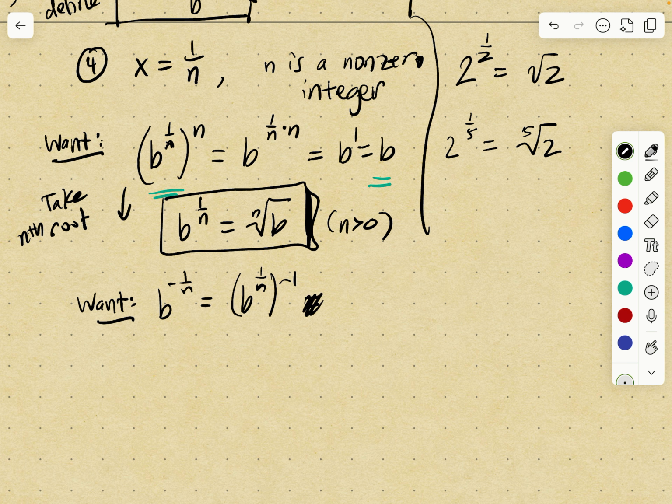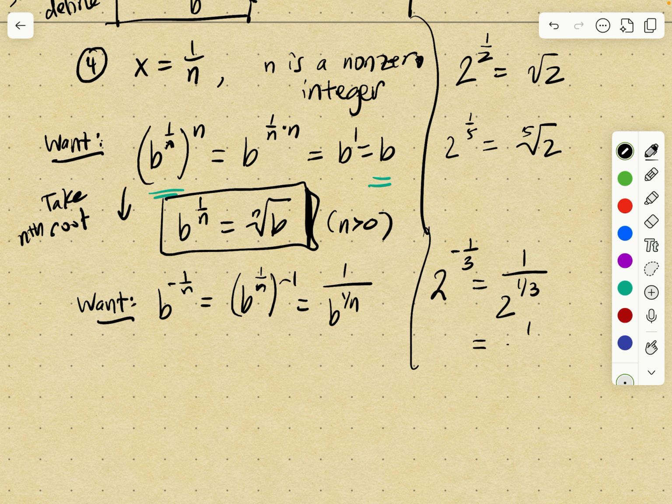Well, if that is the case, then what would have to happen? The right-hand side is something to the negative 1 power. And so we would want it to be 1 divided by b to the 1 over n. So for instance, 2 to the negative 1/3 power would mean 1 divided by 2 to the 1/3 power, which is also 1 divided by the cube root of 2. So that's how you define b to the x when x is 1 over n.